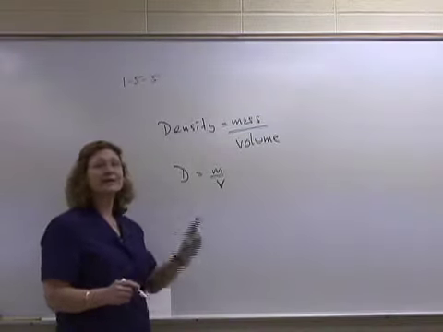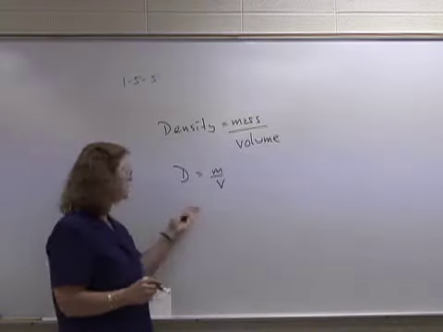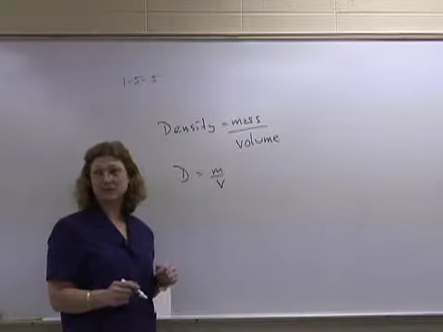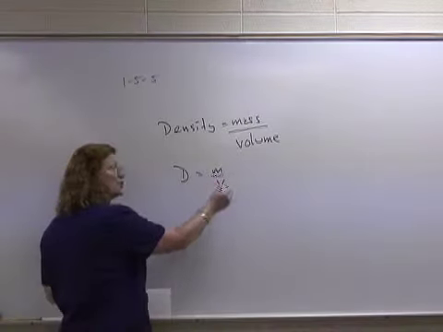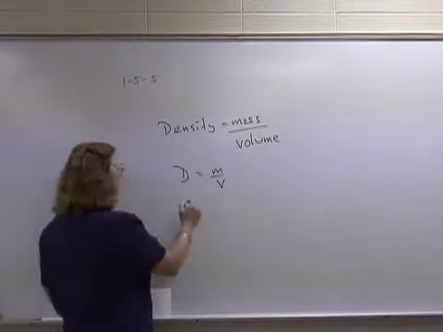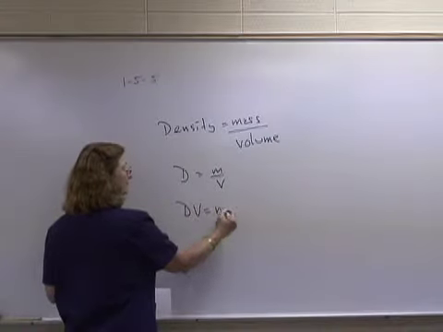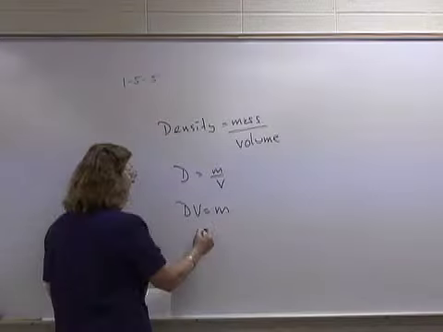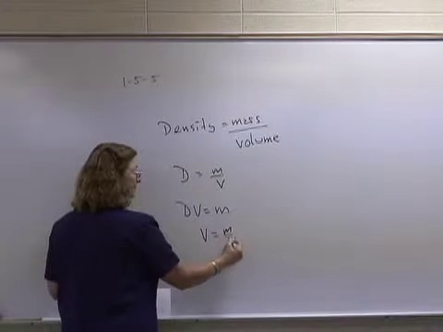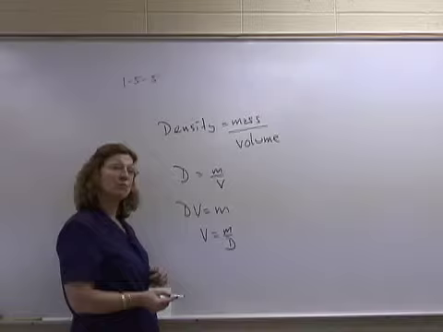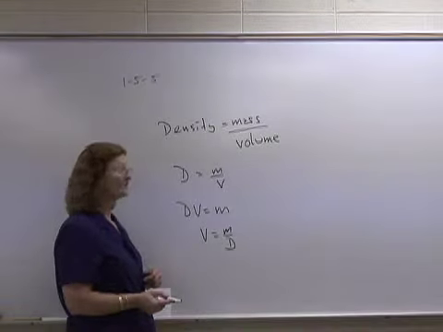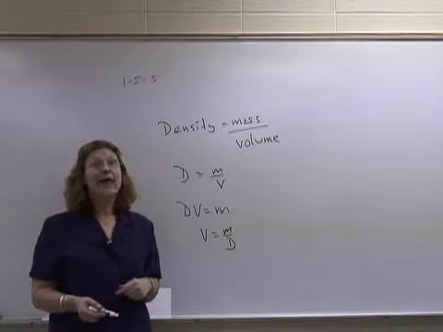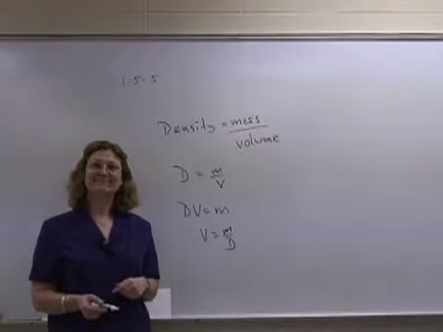But the first thing that I want you to do is solve the equation for the unknown variable before you put in any numbers. To undo division, I have to multiply. To undo multiplication, I have to divide. So that is the 3 forms that the density equation could have. Now I'm going to give you 2 problems that I would like for you to solve, and then we'll go over them together.